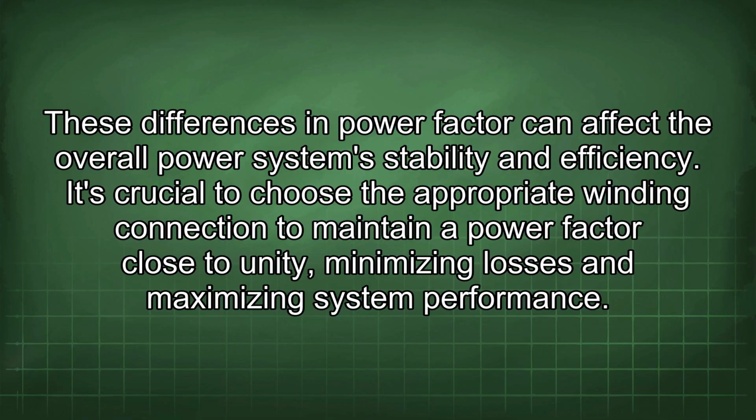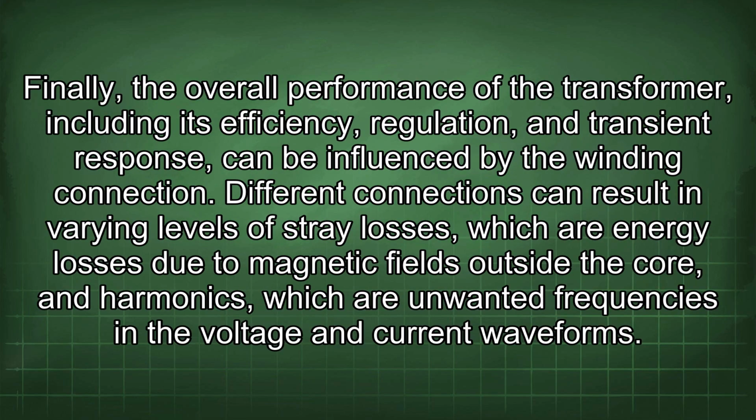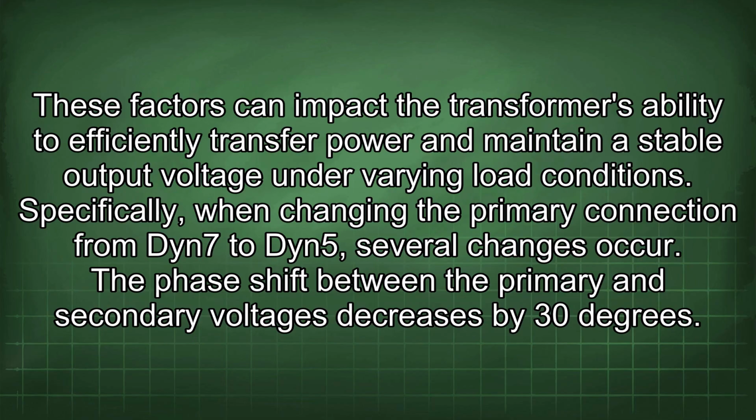Finally, the overall performance of the transformer, including its efficiency, regulation, and transient response, can be influenced by the winding connection. Different connections can result in varying levels of stray losses, which are energy losses due to magnetic fields outside the core, and harmonics, which are unwanted frequencies in the voltage and current waveforms. These factors can impact the transformer's ability to efficiently transfer power and maintain a stable output voltage under varying load conditions.